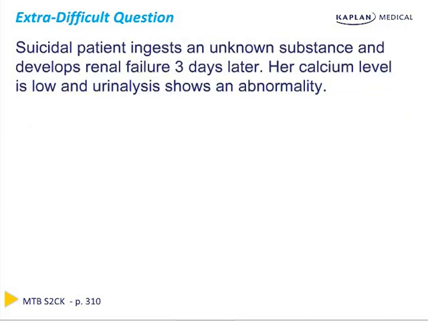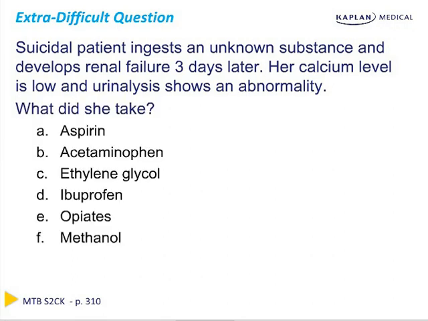Now let's talk about one last extra difficult question. Here we have a suicidal patient who ingests an unknown substance and develops renal failure 3 days later. Her calcium level is low, and urinalysis shows an abnormality. What did she take? Our options are aspirin, acetaminophen, ethylene glycol, ibuprofen, opiates, and methanol.